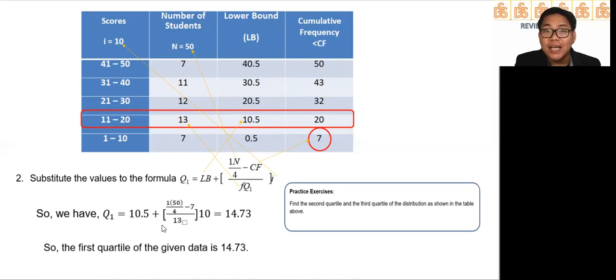For your practice exercise, again, no one will learn by simply listening. You have to do it. You have to practice. That's why I have here practice exercises, and I want you to solve for the second quartile and the third quartile of the given distribution. Okay, so you want to know the answer to these practice exercises? Ask your teachers. All right? Or you may send me a message if you really need the answer key.